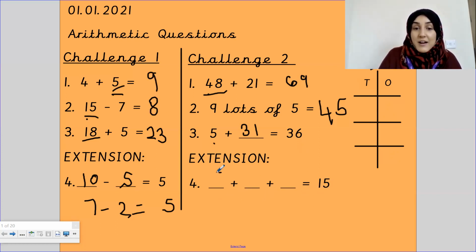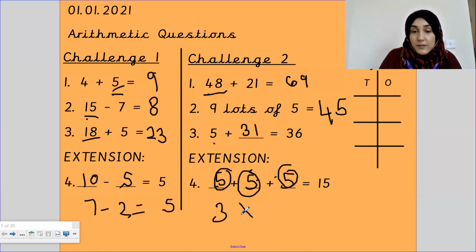So we could do 5, add 5, add 5 equals 15. And then, from this repeated addition number sentence, can I create a multiplication sentence? Can you help me? Well done. So I know that I have one group of 5 here, I have another group here, and I have another group here. So that's 1, 2, 3. There's 3 lots of 5, which equals 15.